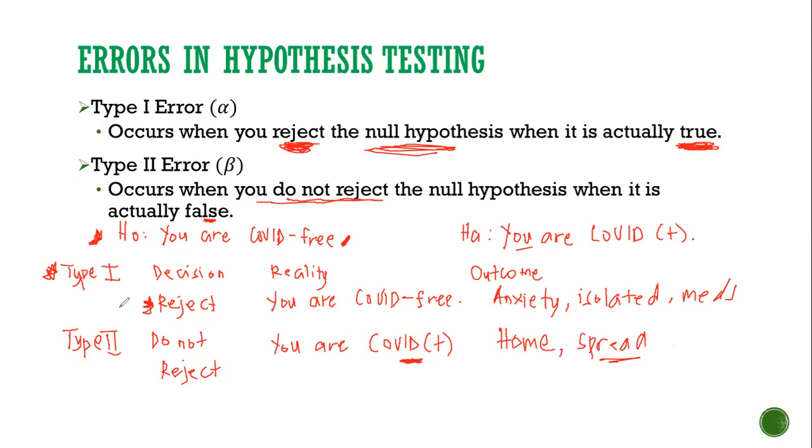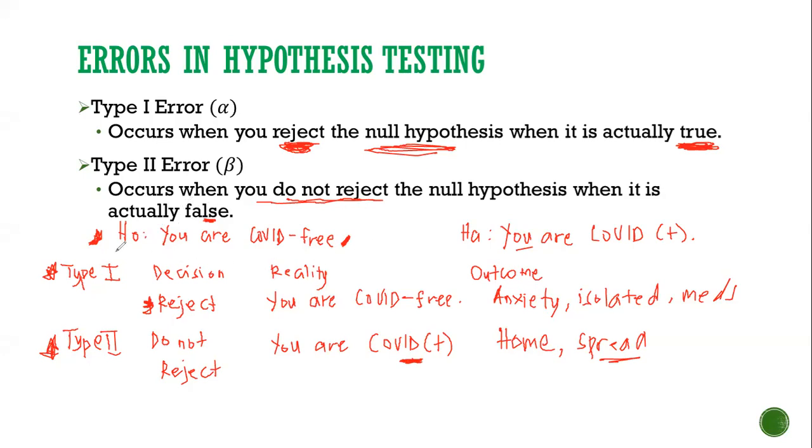So ano yung error na nagawa mo? Type 2. Type 2 na siya. False yung statement, hindi nga siya COVID-free, ibig sabihin positive siya. Imbes na sinabi mong positive siya, pinanindigan mo na COVID-free siya. That is your type 2 error.